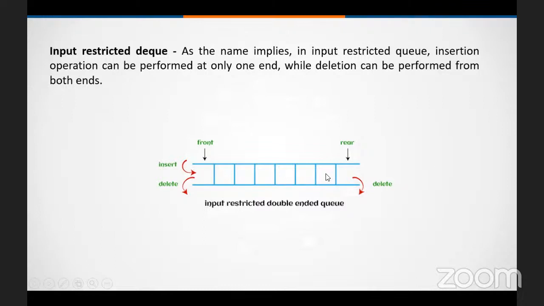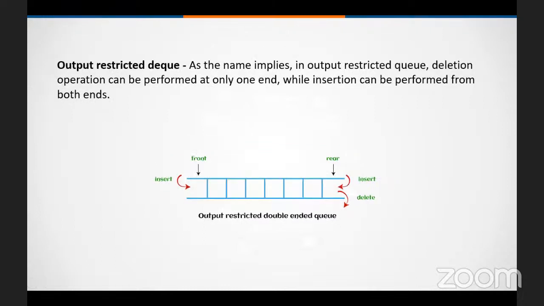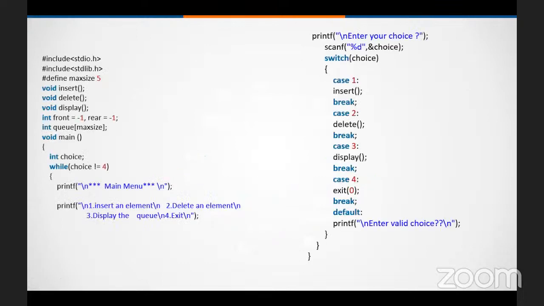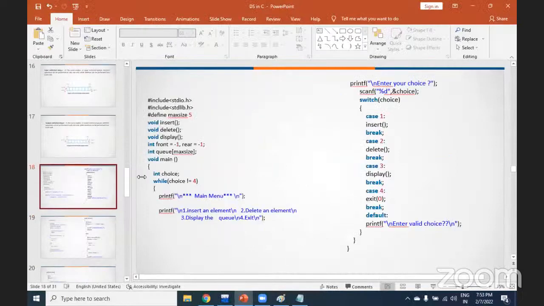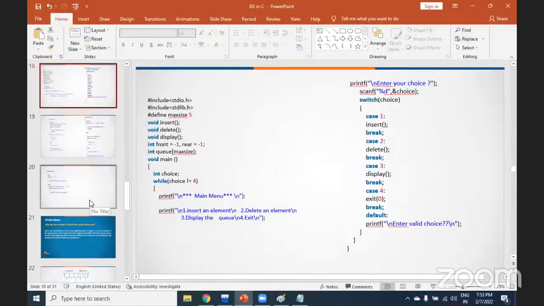Similarly, you take it in reverse. Output restricted. That means what? That means I can insert both ways, but deletion will be done at the rear end only. Like that, I can restrict the output, that means deletion. So this is another model under the double-ended queue.